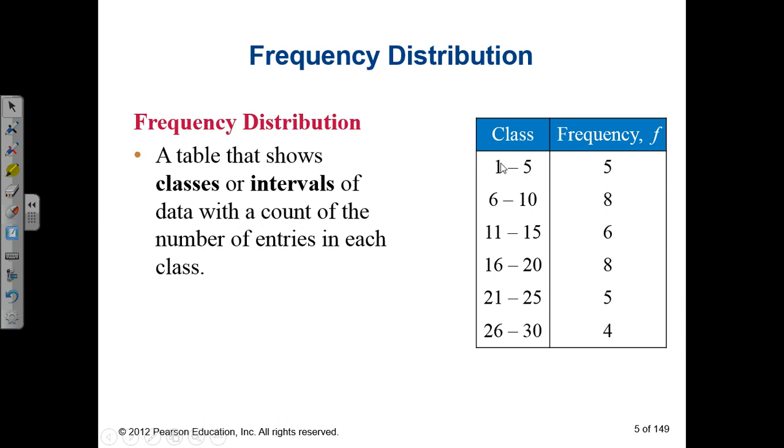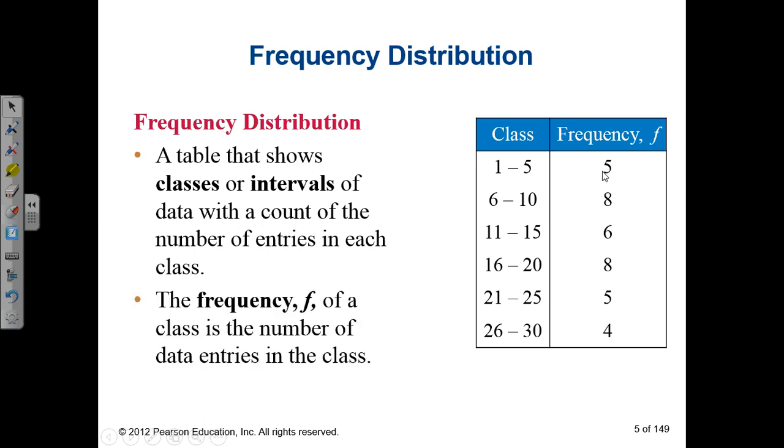For example, if I have the numbers between 1 and 30 and I want to group them together, so I have 5 numbers between 1 and 5, I do not know if all 5 numbers are the number 1, or are they a number 1, a number 2, a number 3, a number 4, and a number 5. You don't know that from the frequency distribution. You just have the counts. Now, the frequency is the count or the actual number of data entries that fall within that class.